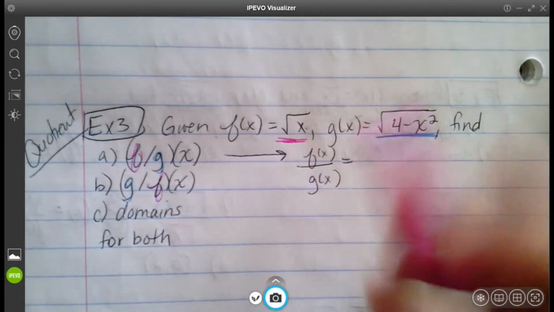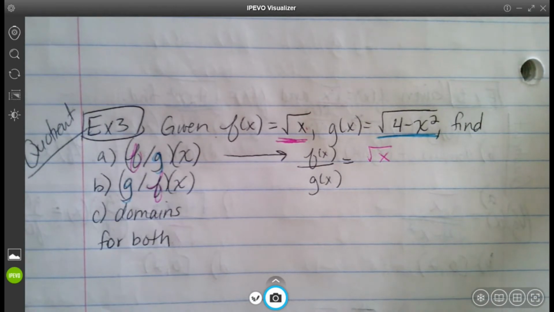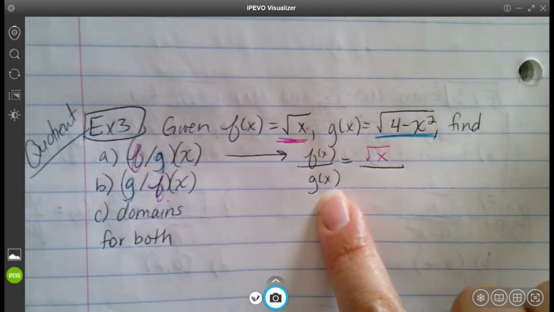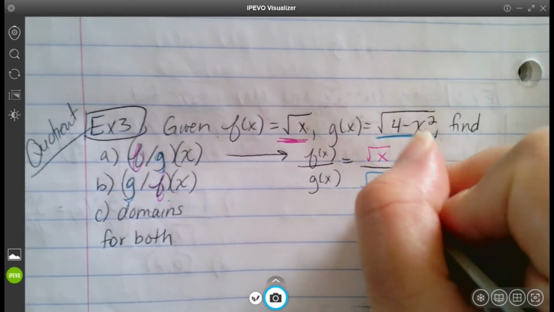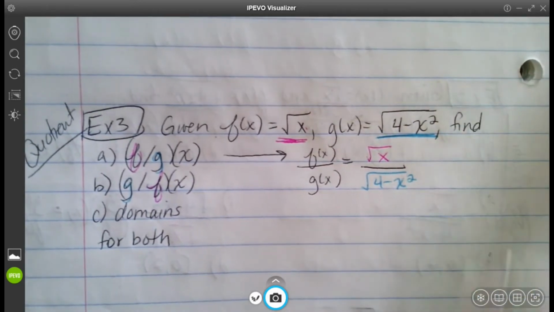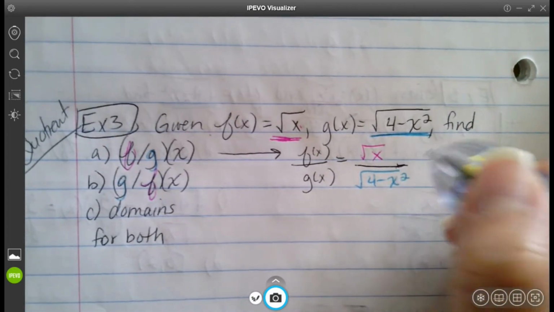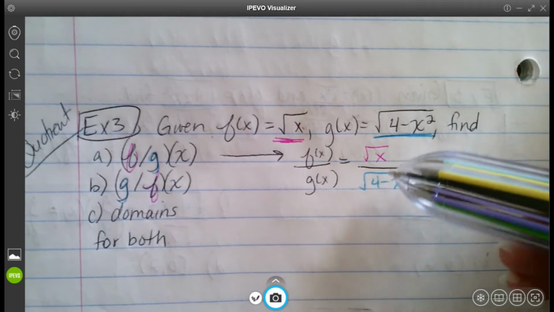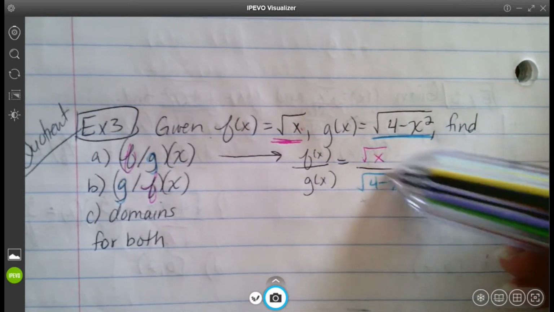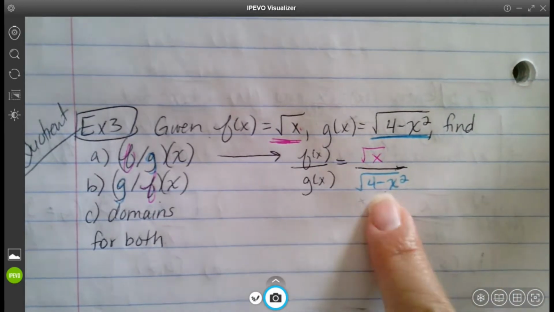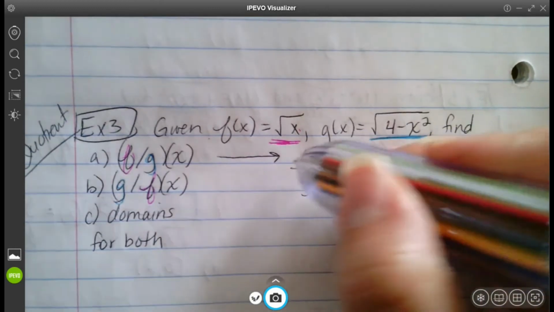F of x is square root of x, divided by g of x, which is all this right here, square root of 4 minus x squared. And this function looks really weird. What you're going to see right now when we graph it, but algebraically, this is all we can do. We really can't cross things out anymore because this is completely different from this. This has terms inside the square root, which doesn't let us cancel anything out. So this is the answer for A.